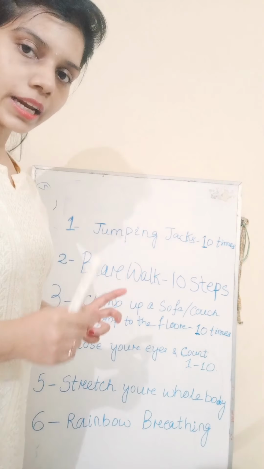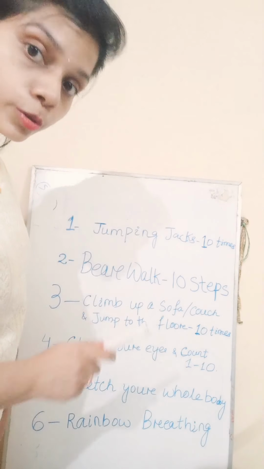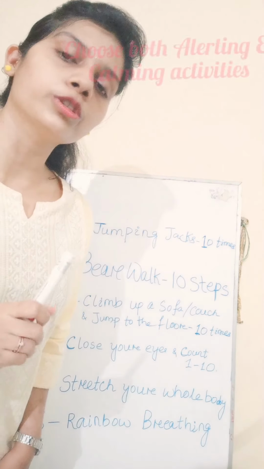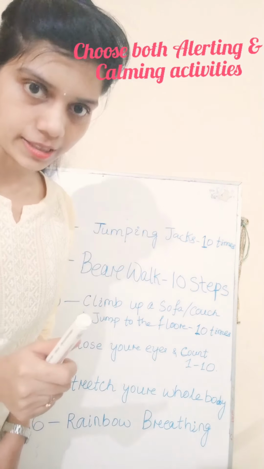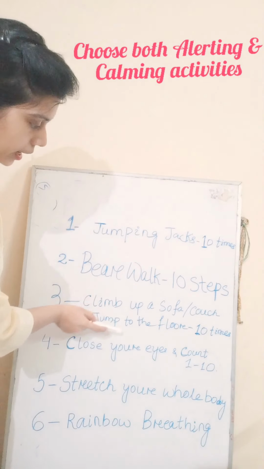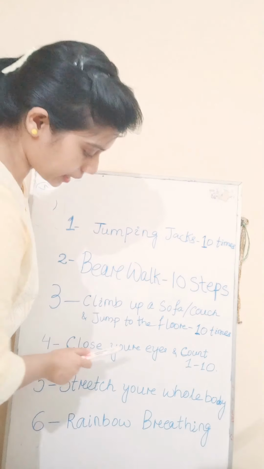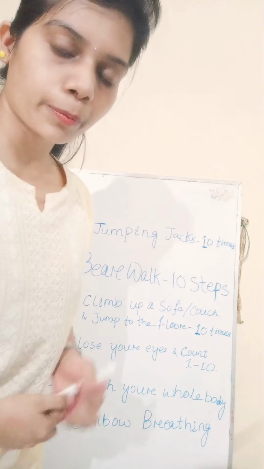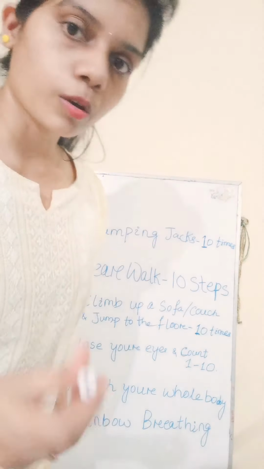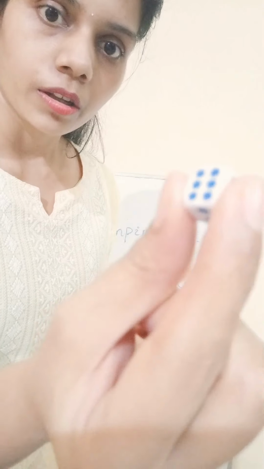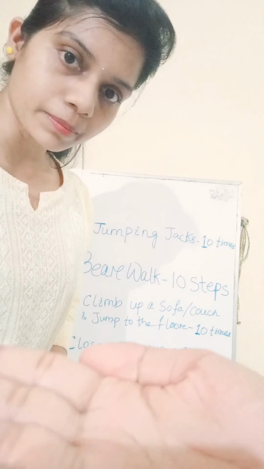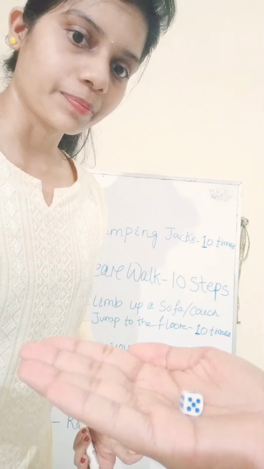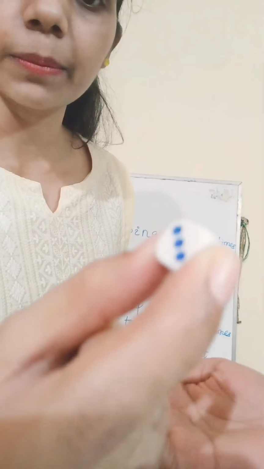You can write any kind of activities, and while choosing activities, make sure that you choose both alerting and calming activities. So here my first 3 are alerting brain break activities and the next 3 are calming brain break activities. So how you are going to do it? The process is you have to roll a dice. So here I have got a dice. Okay. So you roll the dice and whichever number comes, see here there is number 3.